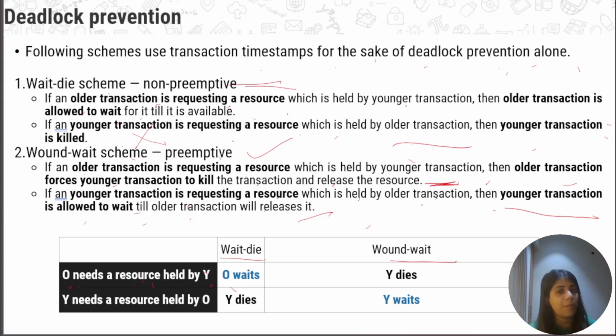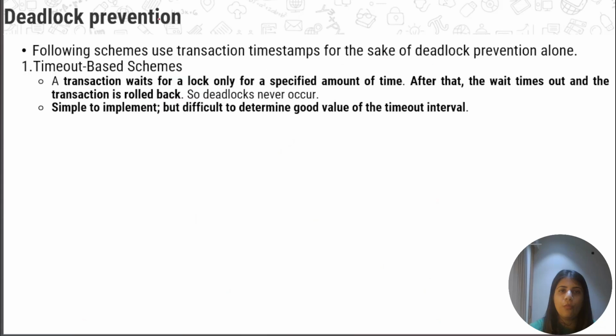If the older needs some resource from the younger, what happens in the wait-die situation? The older waits, but in the wound-wait situation, the younger will be killed. In this case, if the younger needs a resource held by the older, the younger dies. Over here, the younger waits. So I hope both prevention schemes are clear with this table. Timestamps come very handy to prevent deadlock.